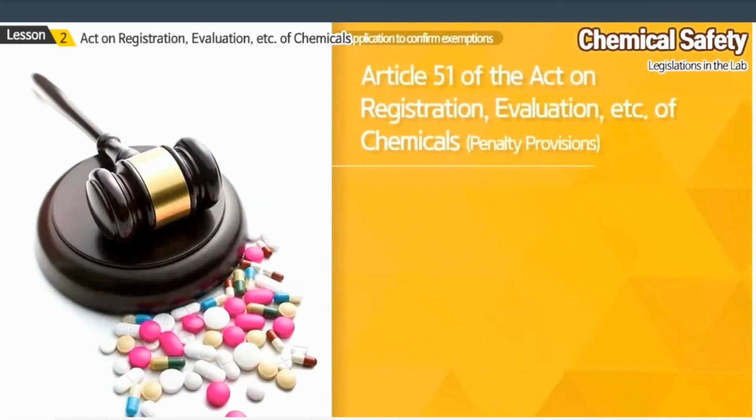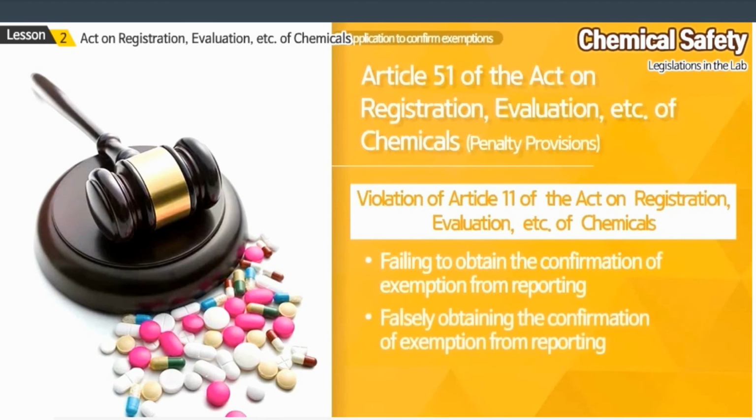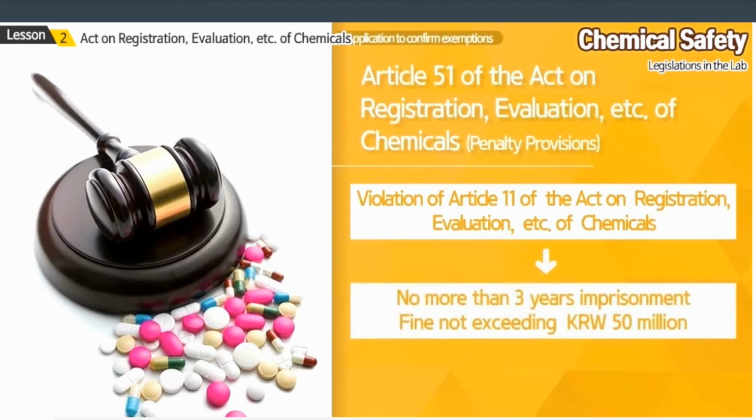Pursuant to Article 51 of the Act on Registration, Evaluation, etc. of Chemicals, Penalty Provisions, if a person violates Article 11 of the Act on Registration, Evaluation, etc. of Chemicals and fails to obtain the confirmation of exemption from reporting, or falsely obtains the confirmation of exemption from reporting before importing a new chemical substance or an existing substance subject to registration, he/she may be subject to no more than 3 years imprisonment or a fine not exceeding 50 million Korean won.